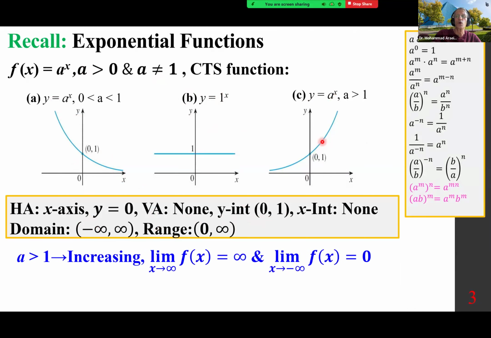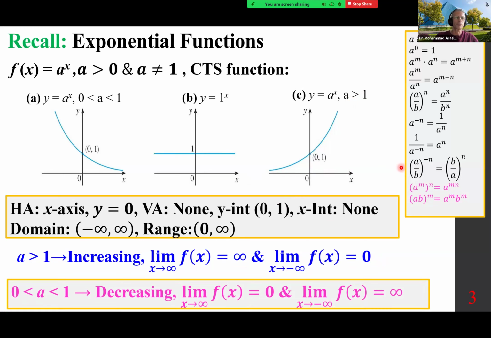When a is larger than 1, we are dealing with exponential growth, so it's increasing. The limit of f of x as x approaches infinity is infinity. That means the first quadrant, the end behavior. The limit of f of x as x approaches minus infinity is 0. That establishes the fact that the x-axis, or y equals 0, is the horizontal asymptote. When a is between 0 and 1, it's a decreasing function, and the limit of f of x as x approaches positive infinity is 0, which establishes the horizontal asymptote, and the limit of f of x as x approaches negative infinity is infinity.